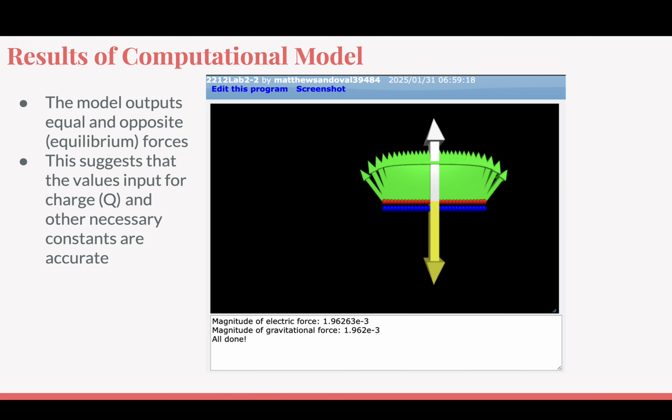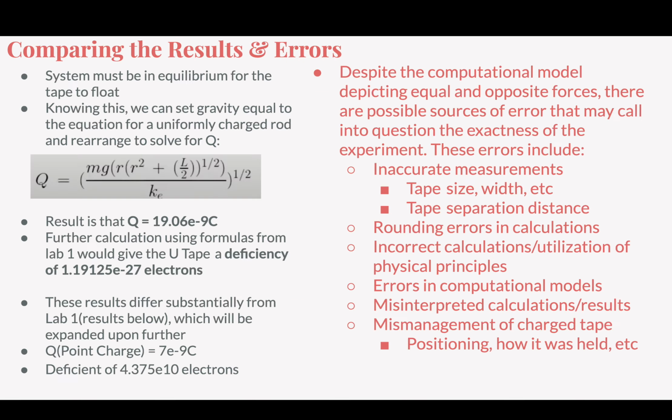The results of the computational model can be shown here. The model outputs equal and opposite forces, which means that the system was in equilibrium. This suggests that the values for input charge, Q, and other necessary constants are accurate. It's important to reiterate that the system must be in equilibrium for the tape to float.